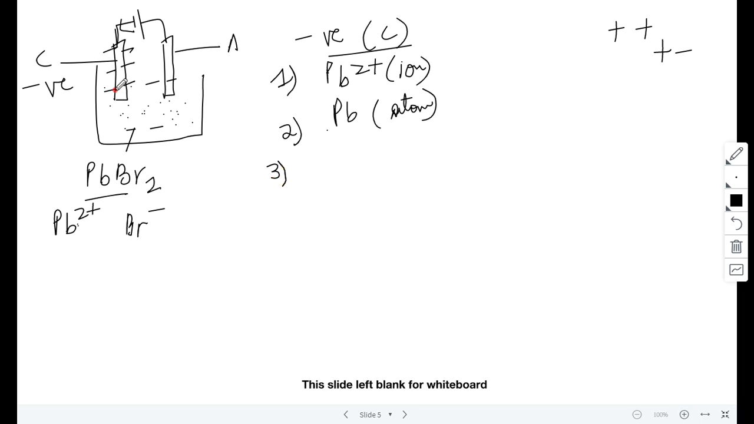Yes, the third step says, see now Pb2+ is going to get converted to Pb, right? So then you have to balance the number of atoms. So here the number of atoms is 1, and here also the number of atoms is 1.